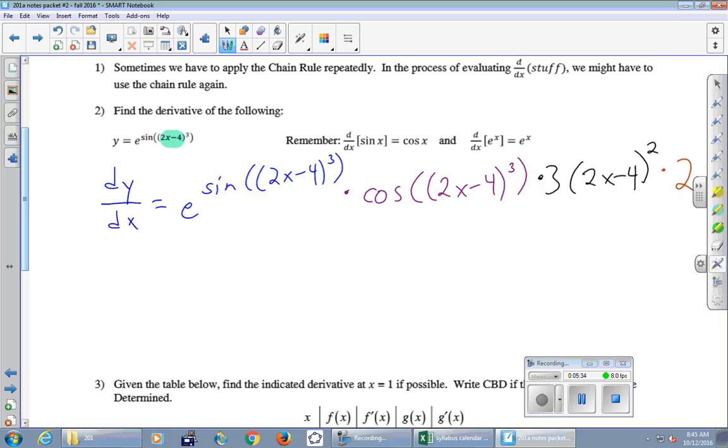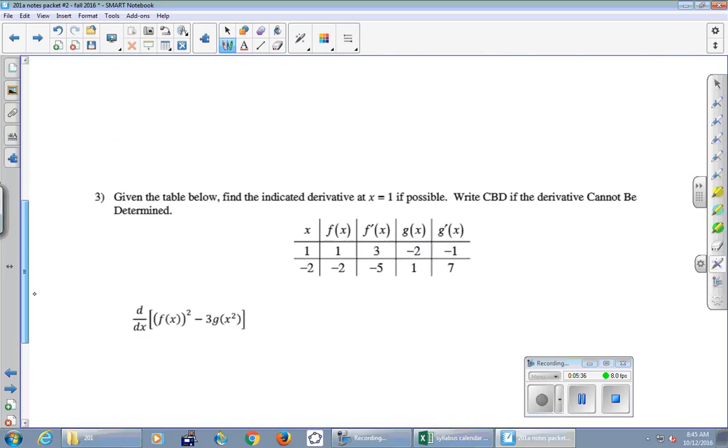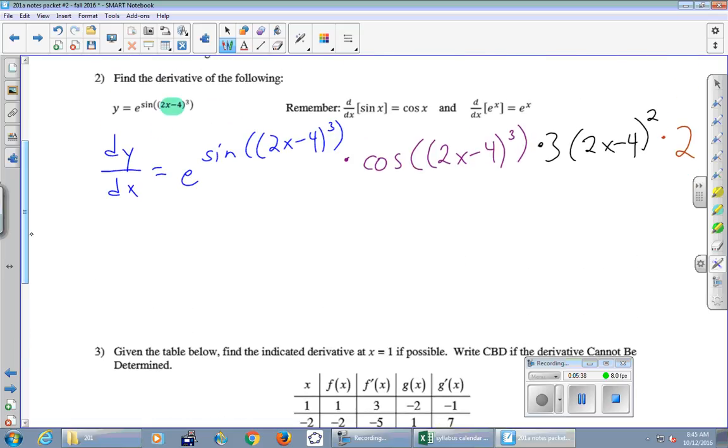Okay, number 3. We're going to leave it like that, although to be honest, really the only natural simplifying thing that I see is smushing the 3 and the 2 together, putting a 6 in the very front. I don't see anything else natural to do here.